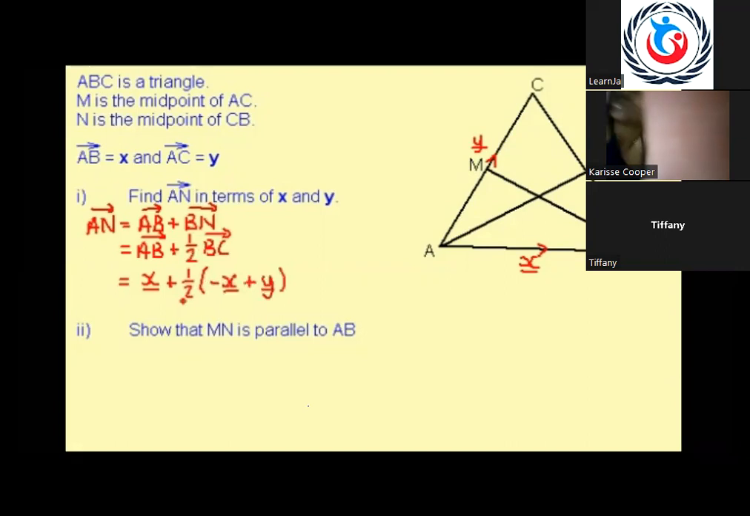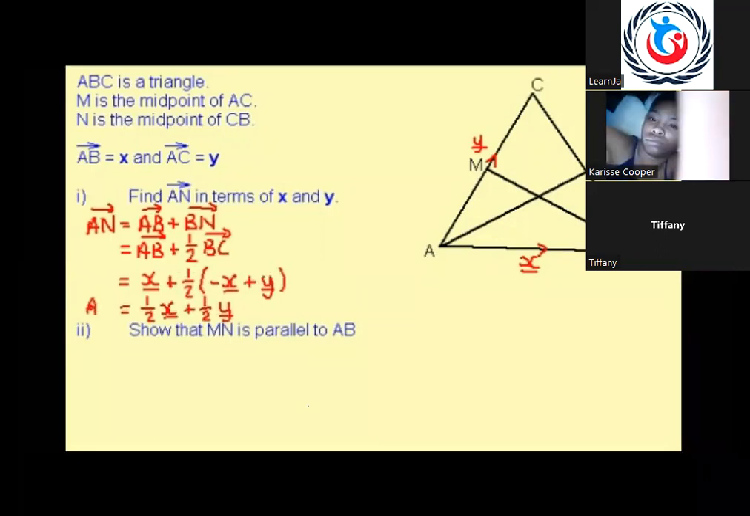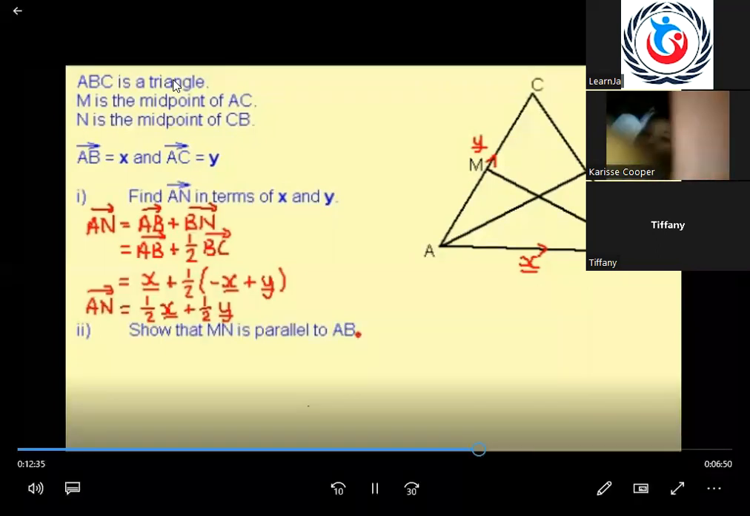If I simplify this, I get vector X minus a half of vector X, which is a half of vector X, plus a half of vector Y. So I now have that vector AN is a half of vector X plus a half of vector Y. Please rejoin. I'm now asked to show that MN is parallel to AB.